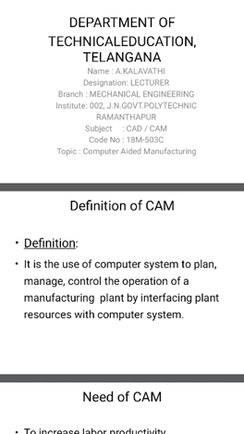So what is the definition of CAM? It is the use of computer systems to plan, manage, and control the operations of a manufacturing plant by interfacing plant resources with the computer system. So first of all, CAM works with machines. Material is removed automatically by lathe machines, milling machines, all those machines that do CAM work.